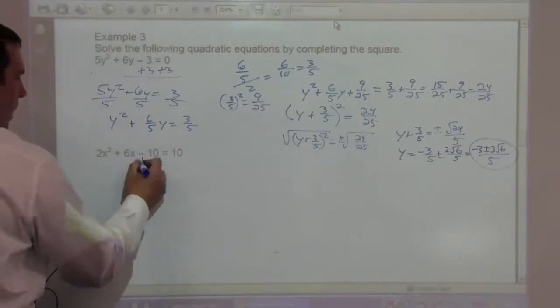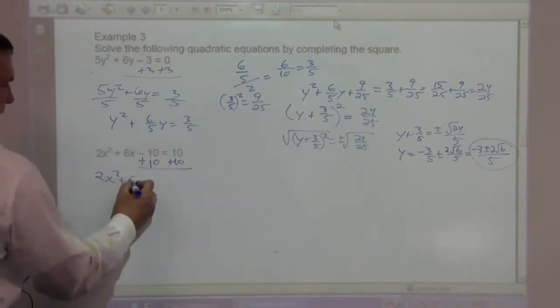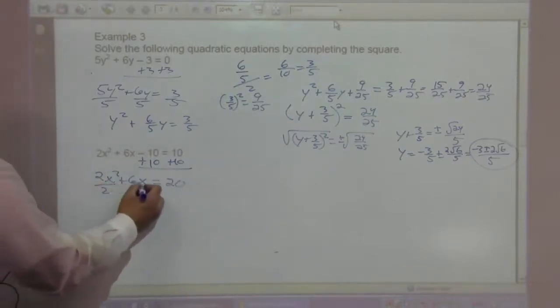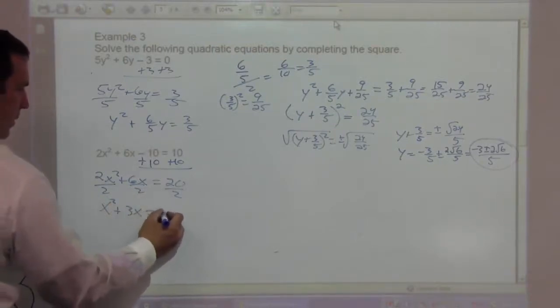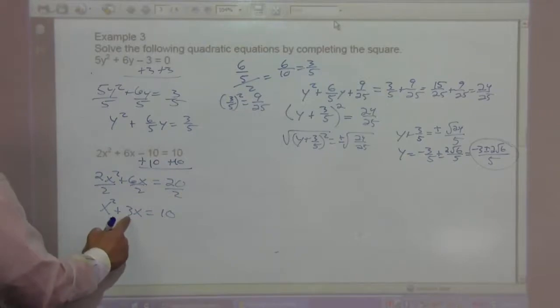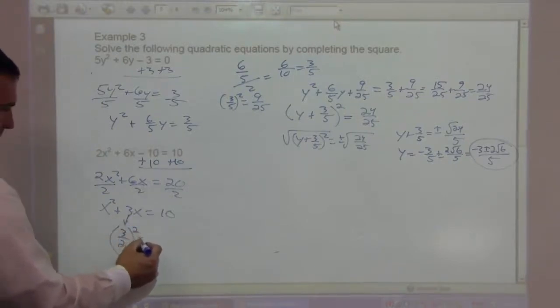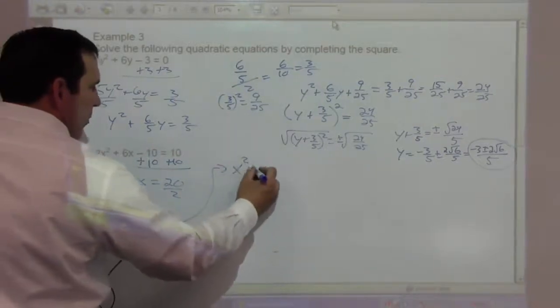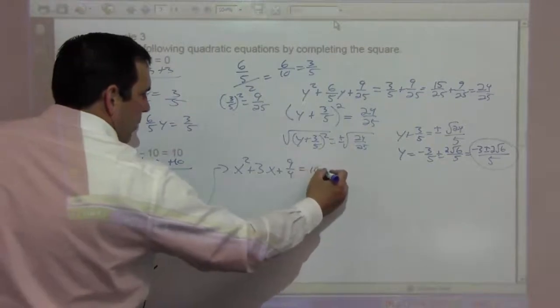And the next one, I'm going to add 10 to both sides. 2x squared plus 6x equals 20. Divide everything by 2. X squared plus 3x equals 10. So my b here is 3. 3 halves. We'll take that divided by 2, and we're going to square it. That becomes 9/4. So this is x squared plus 3x plus 9/4 equals 10 plus 9/4.